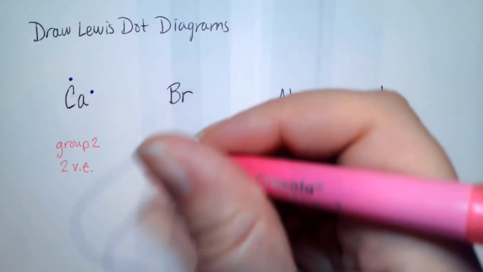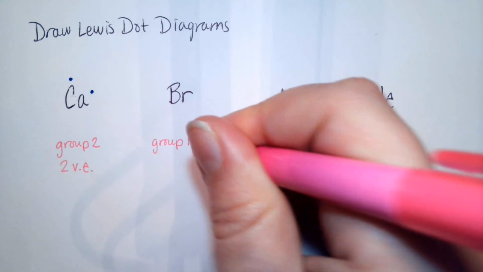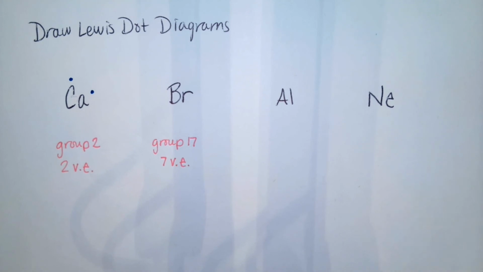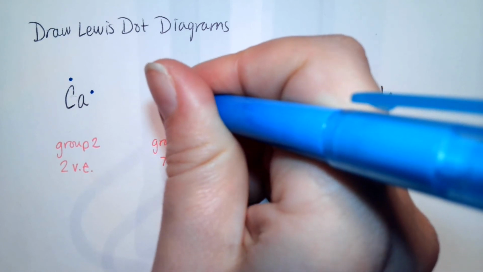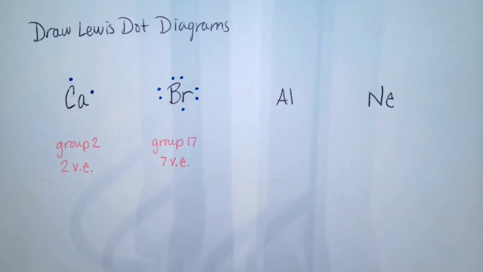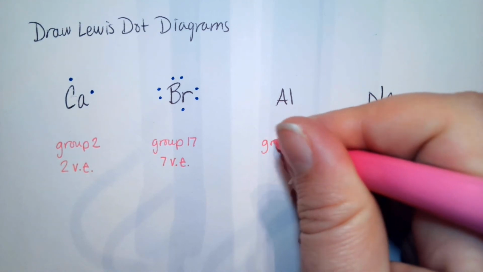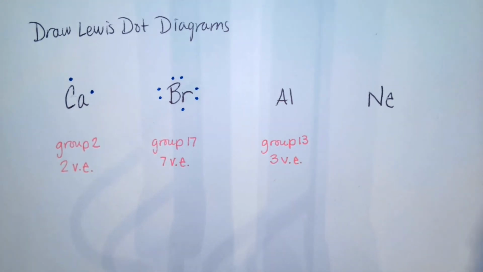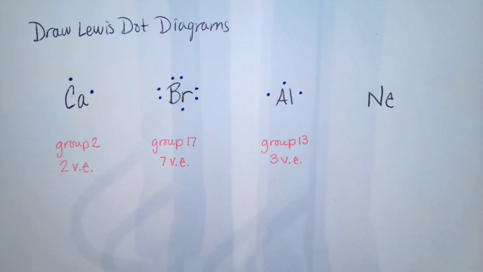Okay, bromine is in group 17, and it has 7 valence electrons. So we're going to place 7 valence electrons on the outside of bromine. Aluminum is in group 13, so it has 3 valence electrons. And 1, 2, 3, just like that.